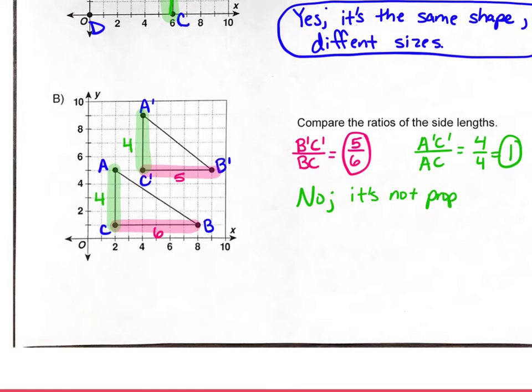It's not proportional, and if we were getting the same side lengths, it would show that it was proportional. And since it's not proportional, it's not the same shape. It's a different shape.